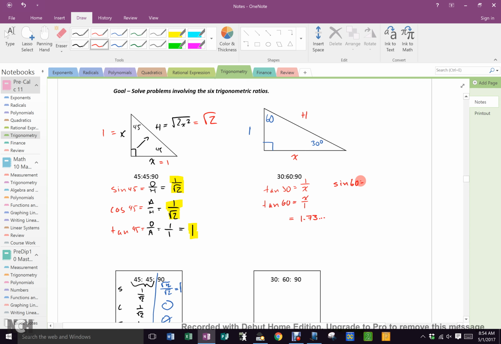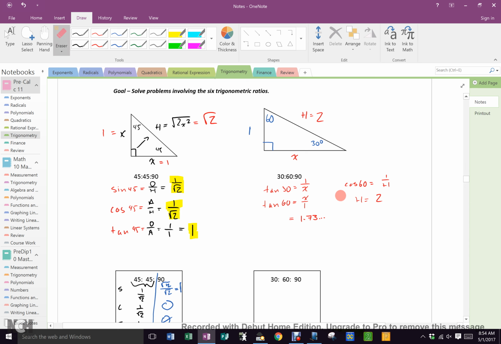Sine 60 would equal x over h, yes? Can't do that. I don't know x. I do now, but I didn't know it before. Could I do cos 60? Cos 60 equals 1 over h, yes? Well, what's 1 divided by cos 60? 2. Oh, I recognize 2, don't I? So what does that make h? Now we've got h as 2.